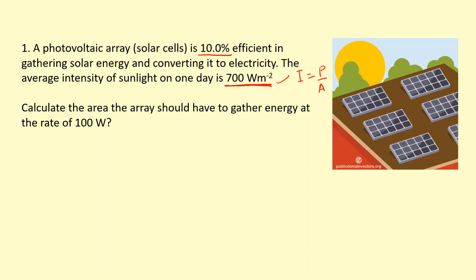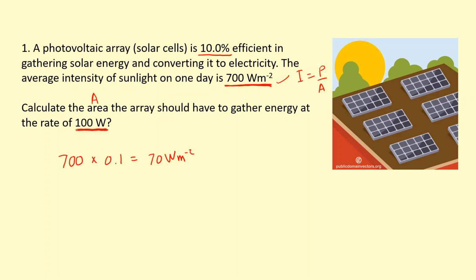Calculate the area. So we want to find the area that the array should have to gather energy at a power of 100 watts. Firstly, I'm going to take that intensity, 700 watts per meter squared, and multiply by 0.1, the efficiency, because I know only 10% of that is actually going to be converted into anything useful, electrical energy. So that gives me 70 watts per meter squared.